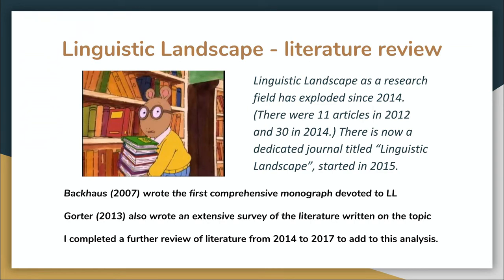Linguistic landscape as a theme in the literature, although it's been around since 1997, didn't really take off until 2014. In 2015, it got its own dedicated journal called Linguistic Landscape. There were two previous comprehensive reviews of the literature in 2007 and 2013. So for the remainder of my literature review, I just focused on several papers that were published from 2014 to 2017.